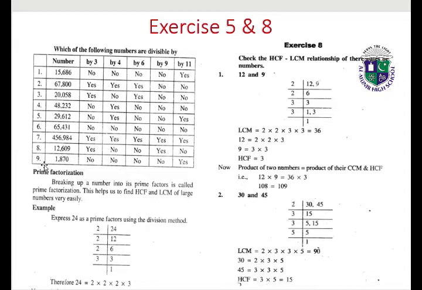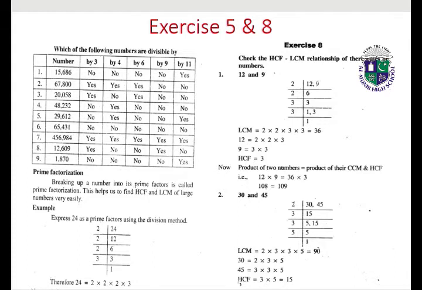And question number 9. 1,870 is not divisible by 3, not divisible by 4, not divisible by 6, not divisible by 9, but 1,870 is divisible by 11. 11 ones are 11, 7 carry, 11 sevens are 77, 0 carry down. So 11 divides 1,870.